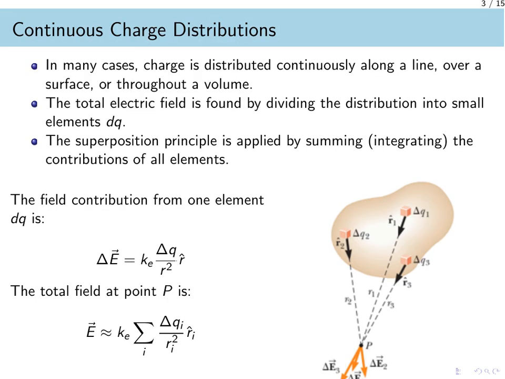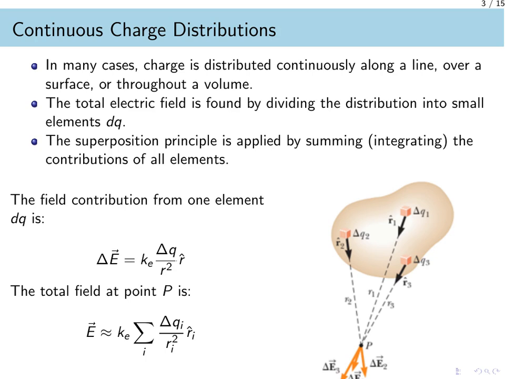In many real-world scenarios, electric charge is not a collection of discrete points, but is instead distributed continuously along a line, over a surface, or throughout an entire volume. To find the total electric field created by such an object, we conceptualize dividing the entire charge distribution into tiny, microscopic elements, each containing a small amount of charge called delta Q. We then apply the superposition principle by summing the individual field contributions of all these small elements.